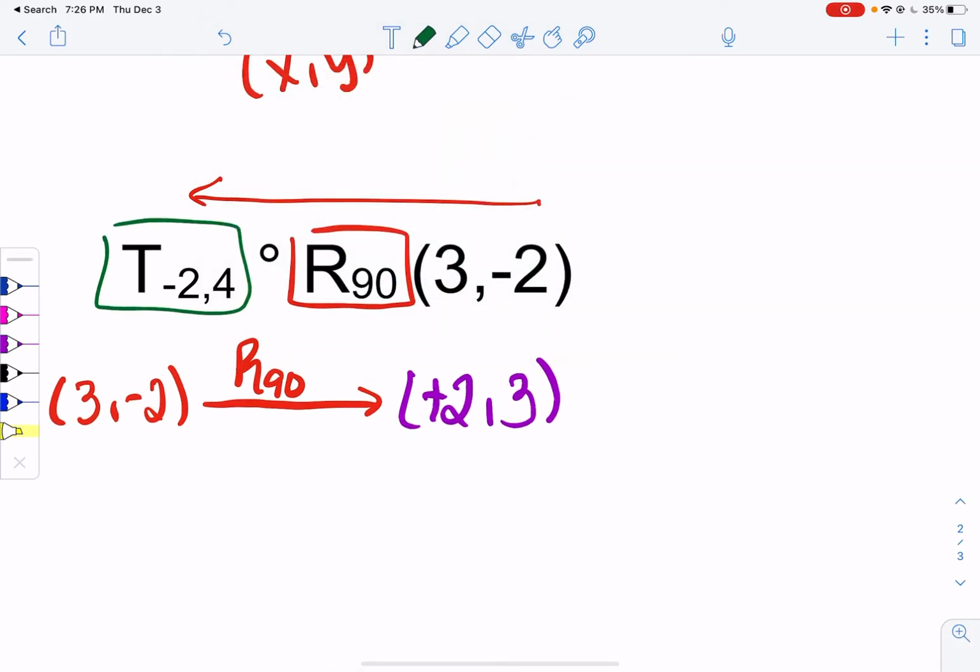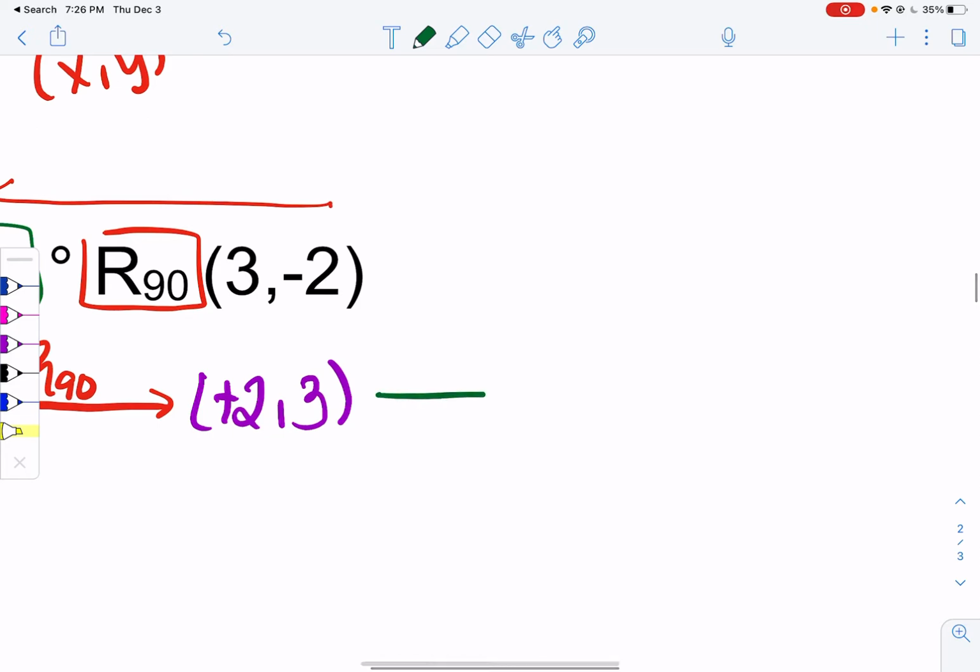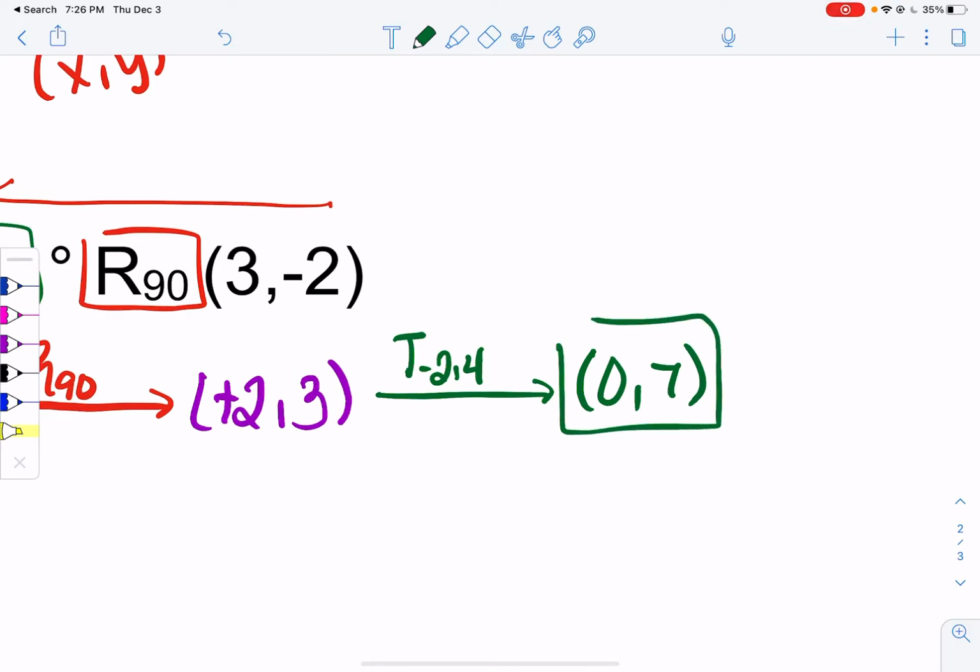Now I want to do my translation of (-2, 4). Well, I have to ask myself what 2 minus 2 is. Well, 2 minus 2 is 0, and 3 plus 4 is 7. So my final answer is (0, 7).